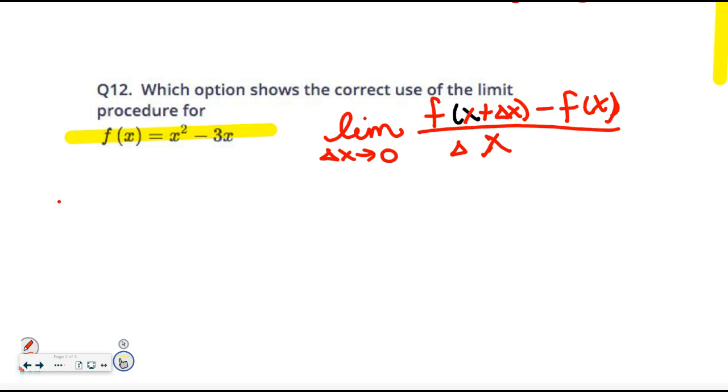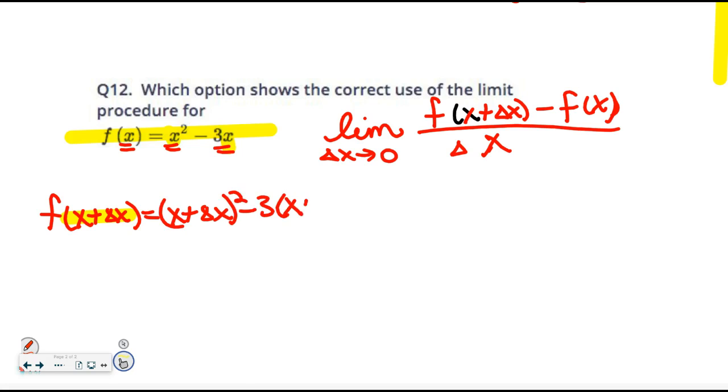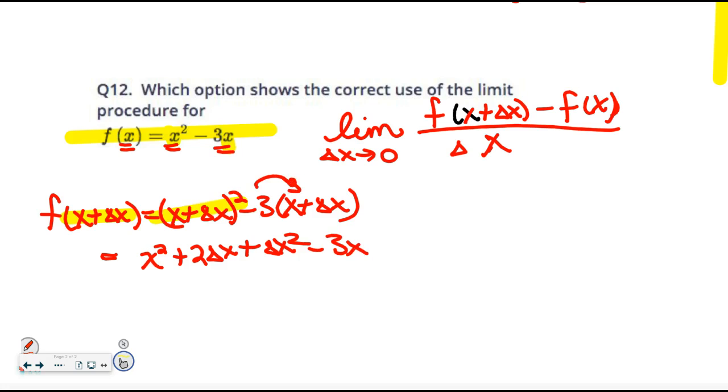Now remember, the first thing you need to do is get that x plus delta x down. So x plus delta x goes into the function. So it's going to be x plus delta x quantity squared minus 3 times x plus delta x. So you put that in first. When you FOIL, you'll get an x squared plus twice x delta x plus delta x squared. That's the FOILing of this. Minus 3x when I distribute, minus 3 delta x. That's my f of x plus delta x.